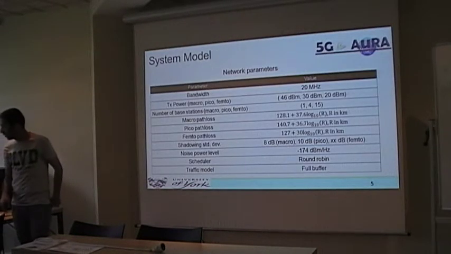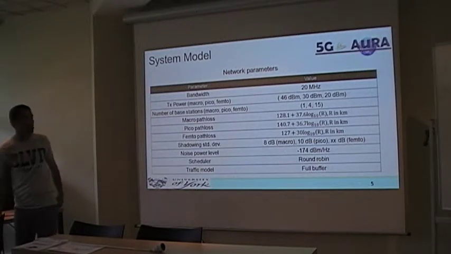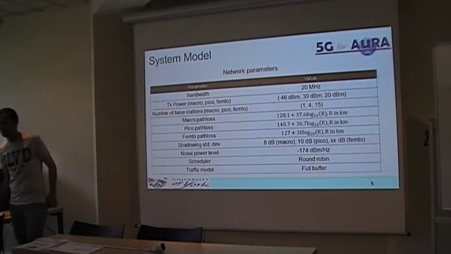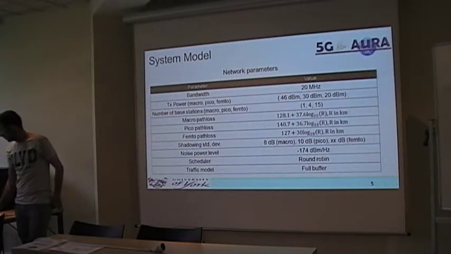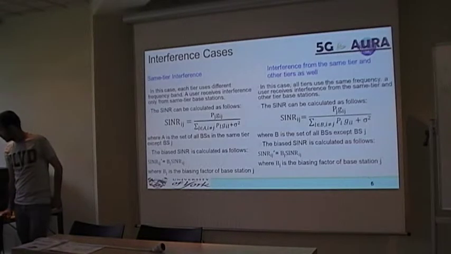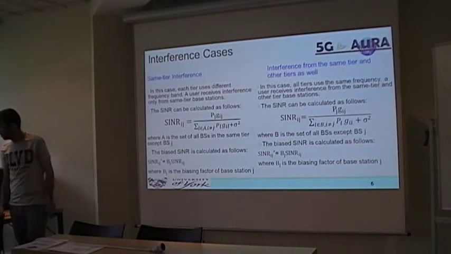Here is the system model and the network parameters of the simulation that has been done. It was based on the round-robin scheduling algorithm, and the traffic model is a full buffer. We consider two interference cases.